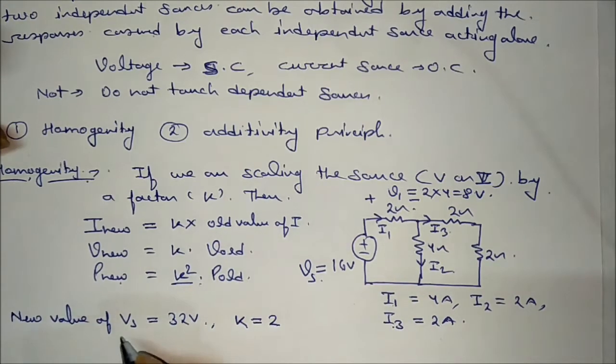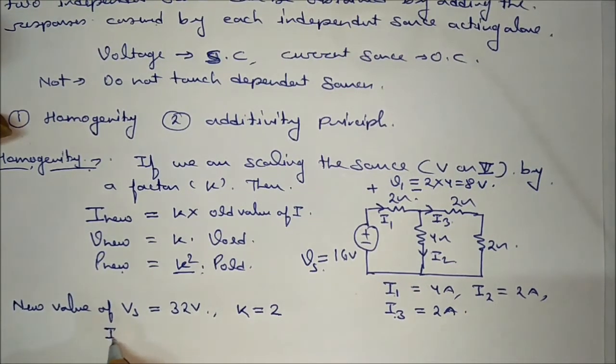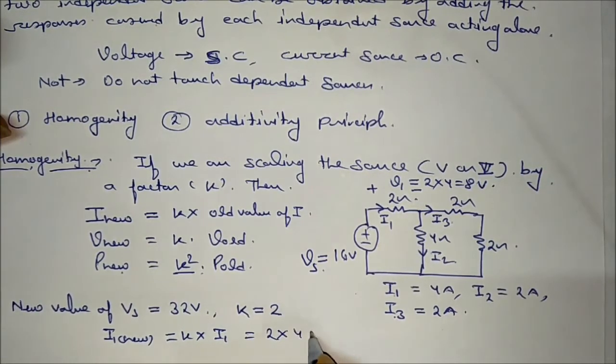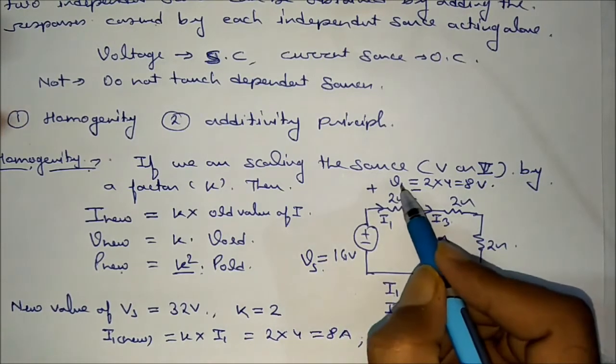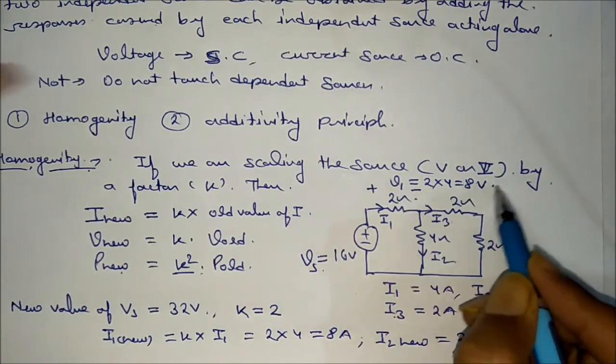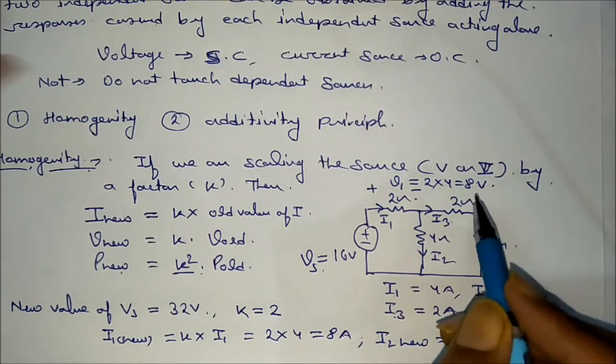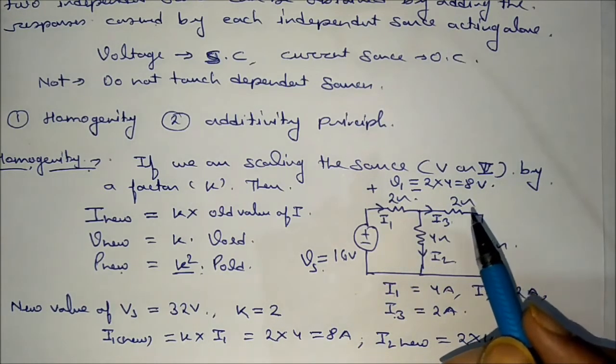So the new value of I1 will be k times I1, that is 2 times 4, equal to 8 ampere. Similarly, I2 new is equal to 2 into k, that is 2 into 2, equal to 4 ampere. Similarly, you can get I3. Similarly, you can get V1 new. What is the new value? That is 8 times k, that is 8 into 2, equal to 16 volt.